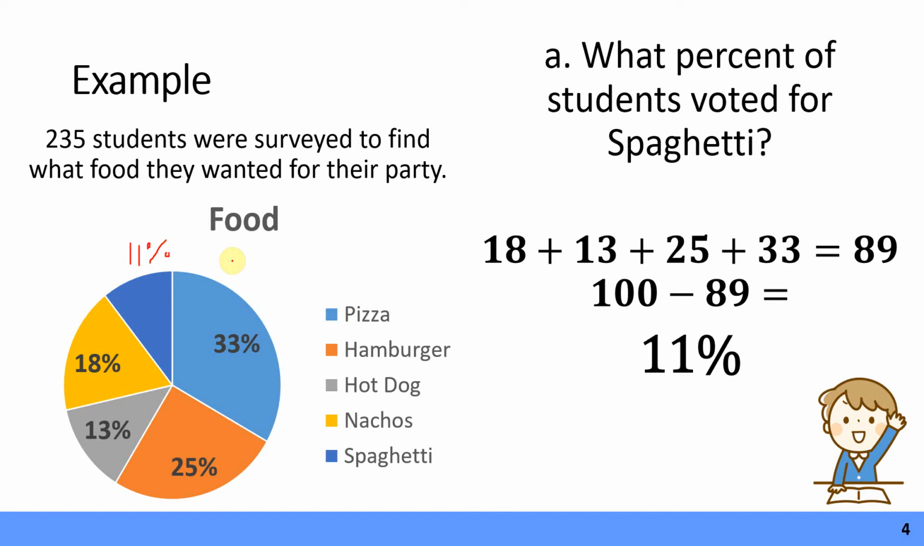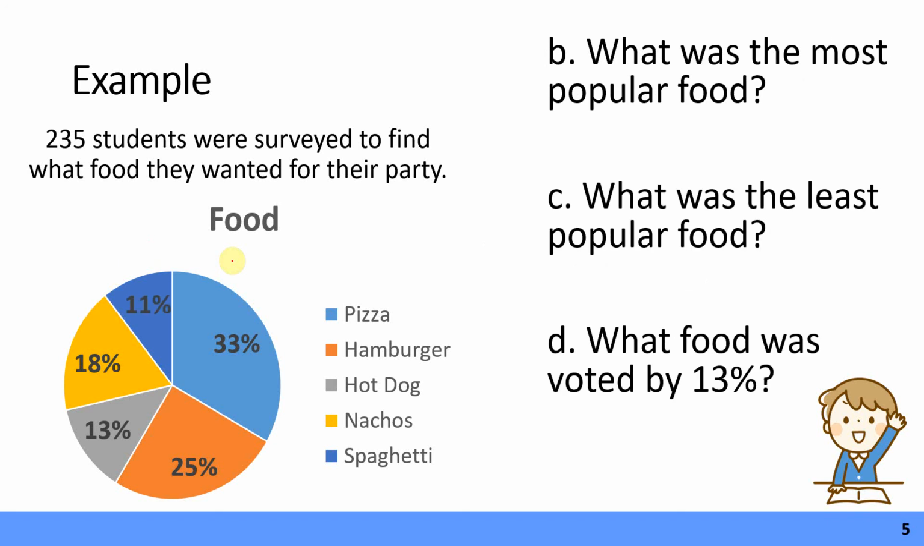Okay, so that's all you have to do when you have one number missing. You may have two numbers or more missing, but when you have one, you should be able to figure it out quite quickly. All right, so I went ahead and put the 11% there just so we know that it's already in there. Now we can have a complete pie chart and answer the following questions.